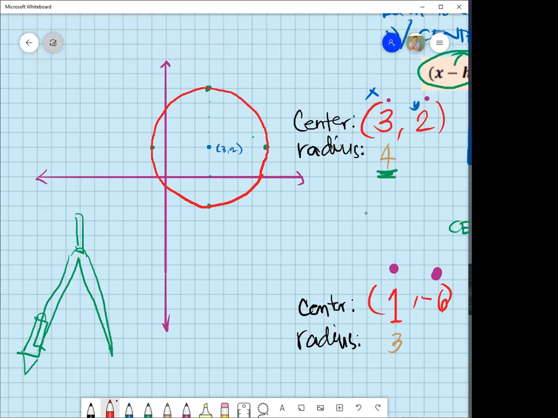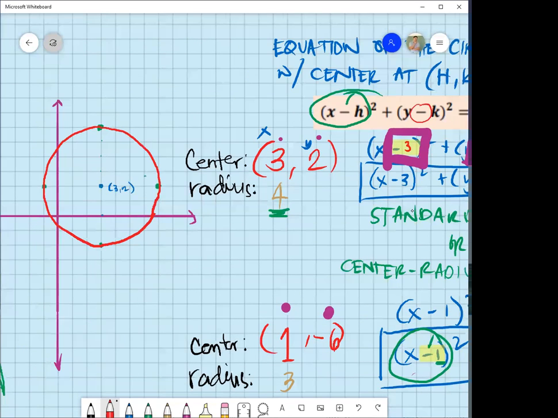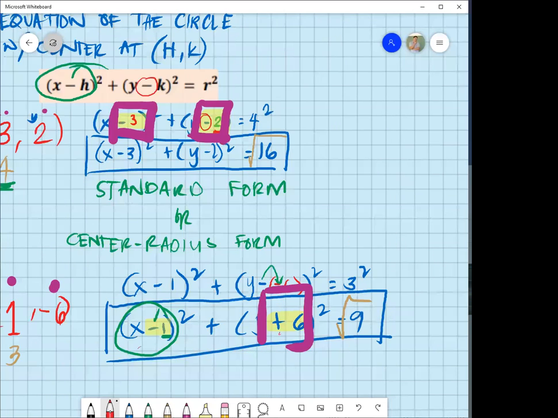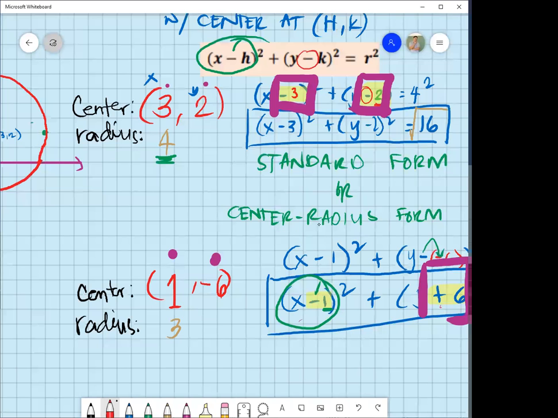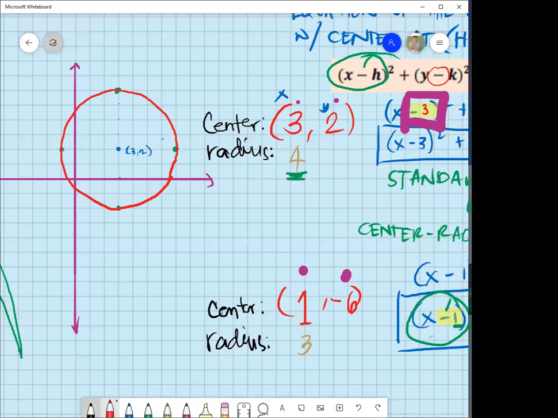And after that, don't forget to write your standard equation, which is x minus 3 squared, y minus 2 squared, 16. So the equation of this is the quantity x minus 3 quantity squared plus the quantity y minus 2 quantity squared is equal to 16. And that's how we graph the circle. Got it? Show a reaction if you understood the process of graphing our circle.